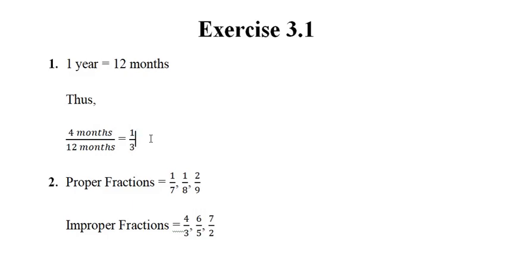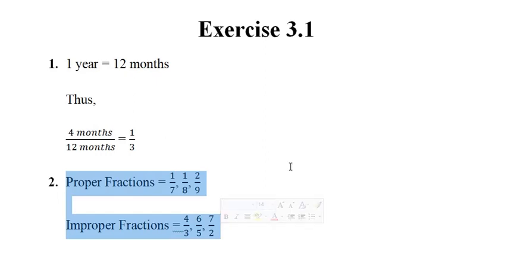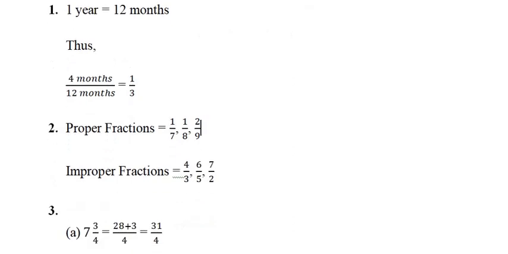Now question number 2. Identify the proper and improper fractions in the list. There are 1, 2, 3, 4, 5, 6 fractions given, out of which you have to identify which are proper and which are improper fractions. So these are your proper fractions. The proper fractions are those fractions of which the numerator is less than the denominator, and the improper fractions are those fractions whose numerator is more than the denominator.